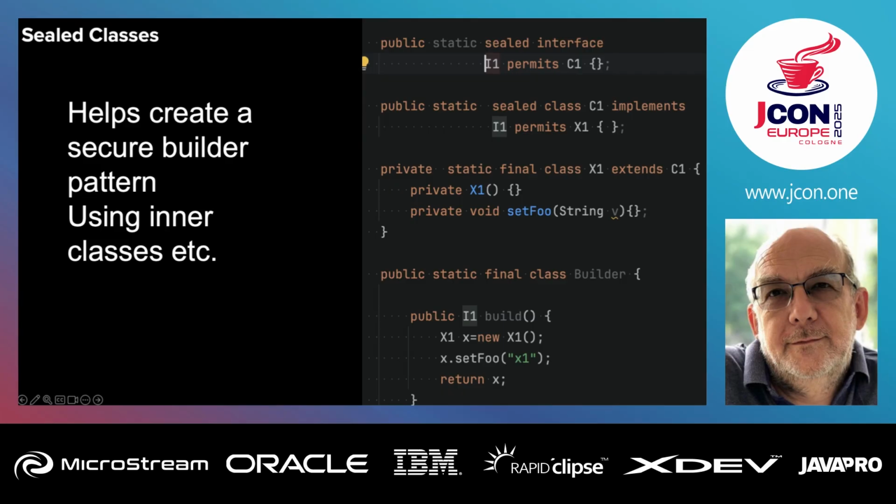Then you see the next line: public static sealed class C1 implements I1, permits X1. That says I implement I1, and I'm also going to allow another class to subclass me. X1 is down below. So these first few lines say this interface lets me control who can implement me. Nobody random, just my stuff that I want.